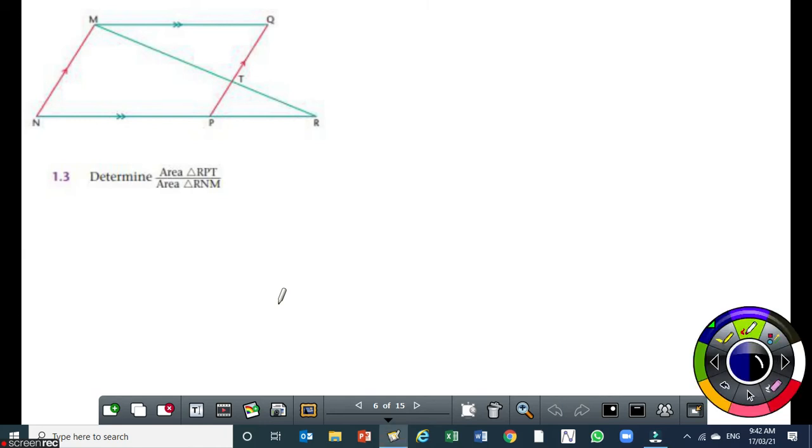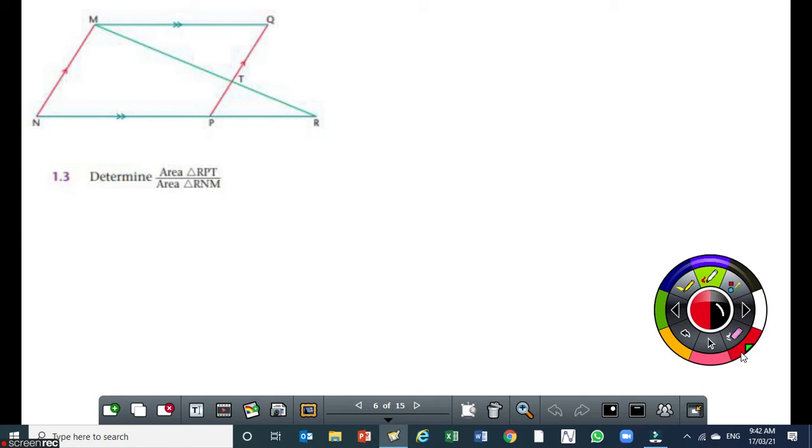Okay, 1.3 says determine the area of RPT over the area of RNM. Remember the answers that we got yesterday, we may need them to answer this question. So let's look at the two triangles.